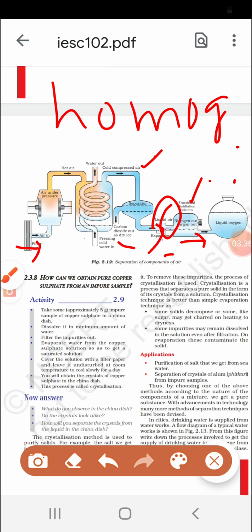So the first step is that air is compressed, cooled and expanded, then it converts into liquid air. Then the liquid air is allowed to warm up, and then all the gases will separate in the fractionating column according to their boiling points.